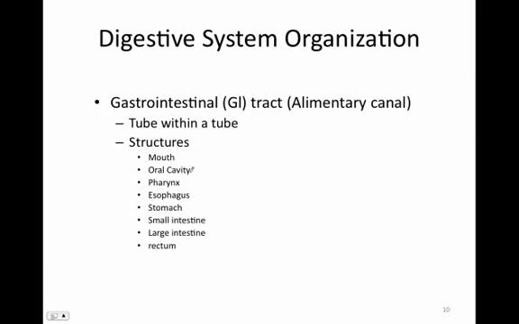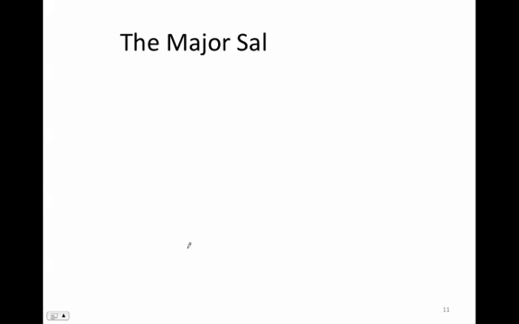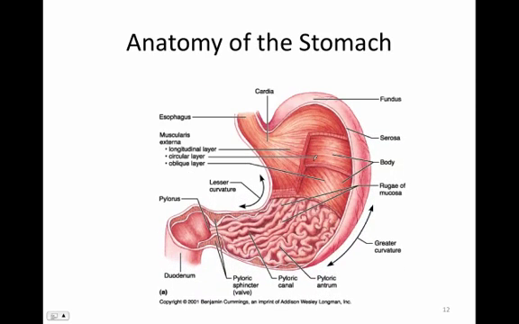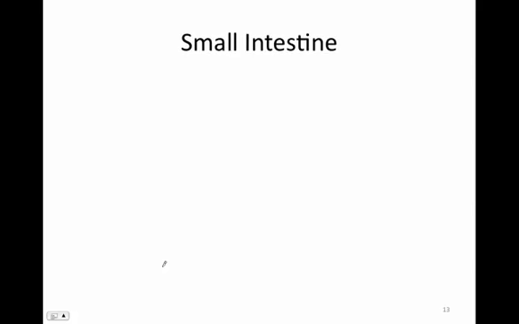So here are the structures that we talked about. So let's talk about the salivary glands. The salivary glands help secrete saliva into your mouth to chemically break down food. Don't worry about all these extra terms. We just need to know that that's what they do. Let's look at our stomach. So the esophagus connects here, and then our stomach has all these different muscular layers to help grind up the food. And then it connects into the first part of the small intestine, which is called the duodenum. Here's our small intestine.